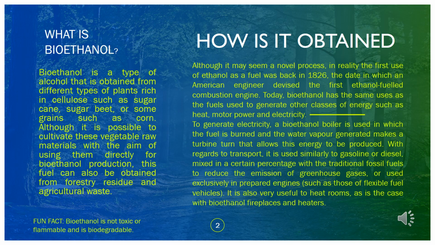So, now, what is bioethanol? Bioethanol is a type of alcohol that is obtained from different types of plants which are rich in cellulose, such as sugarcane, sugar beets, or some grains such as corn. Although it is possible to cultivate these vegetable raw materials with the aim of using them directly for bioethanol production, this fuel can also be obtained from forestry residue and agricultural waste.